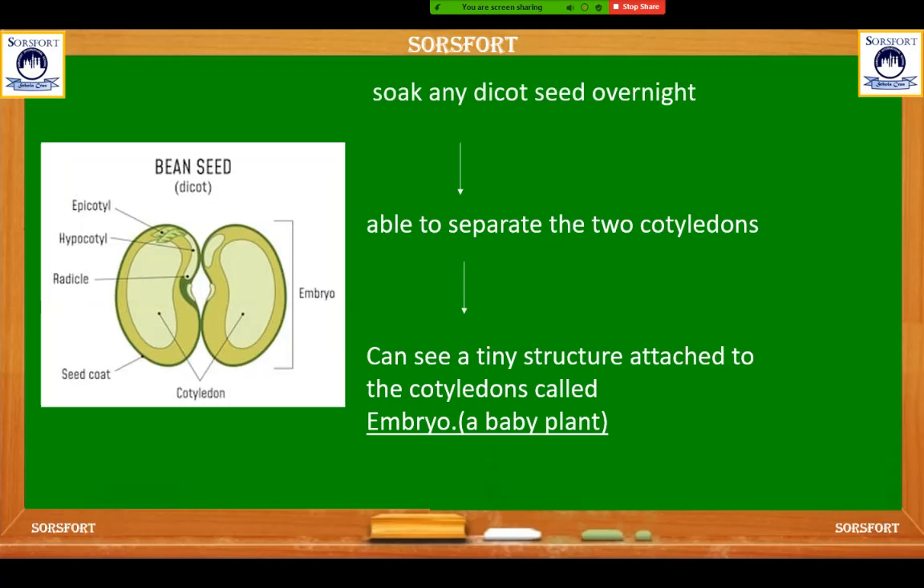Next, this is an example of a bean seed. If you soak it in water, a picture like this will come. See, the two parts are the cotyledons. This whole part is known as the embryo. This shows the different parts of the seed. Okay, so this bean seed is a dicot. So what to do? You have to soak any dicot seeds overnight to be able to separate the two cotyledons. You can see a tiny structure attached to the cotyledons called the embryo or baby plant. This one, this part, this part.